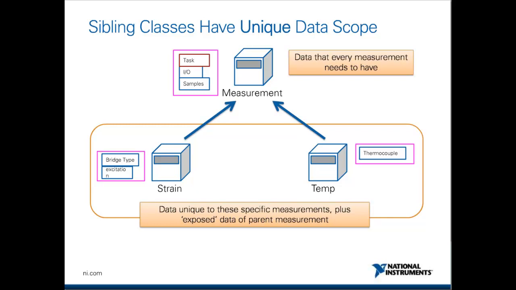And so one way to look at this is that the data scope of strain becomes its parameters plus those of its parents. But of course, it can't access the data scope of siblings. So right away, we are ensuring that an atomic operation, or the definition of a class, has a logical and cohesive data scope that is decoupled from similar but different definitions of, in this case, a measurement.